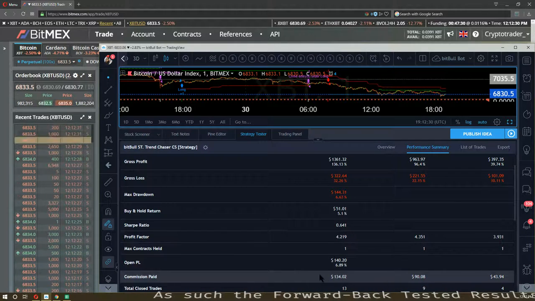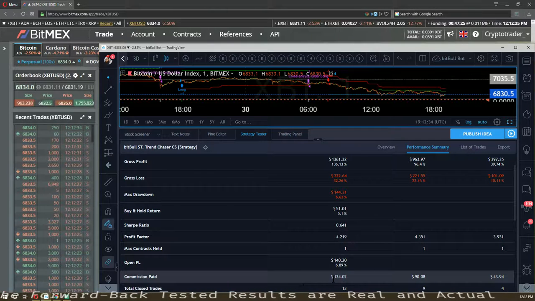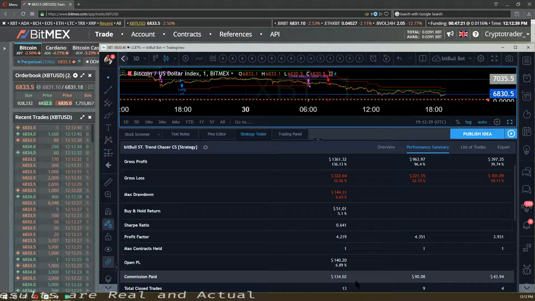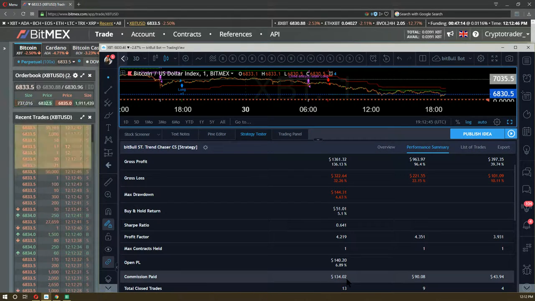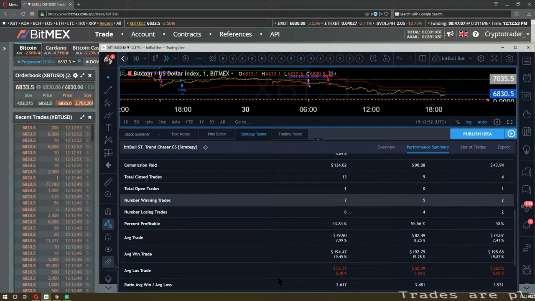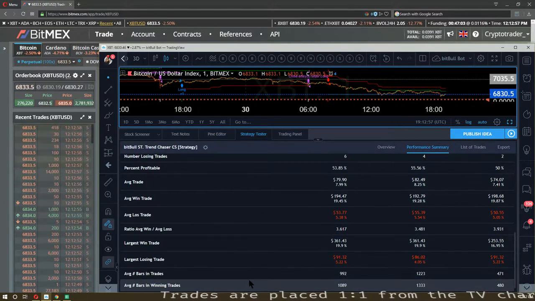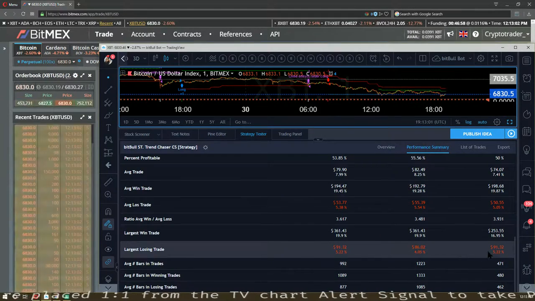Commission paid for this entire week. BitMEX commission is automatically calculated by the strategy for you. So this is actual commission paid for these 14 trades to the exchange, is $134. Most of it was going long. What's not calculated is your leverage, so we're doing that right now. I'm just showing you guys how to implement this. Largest losing trade came from a short.